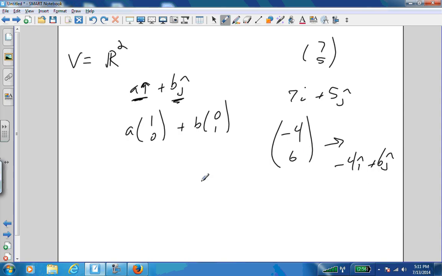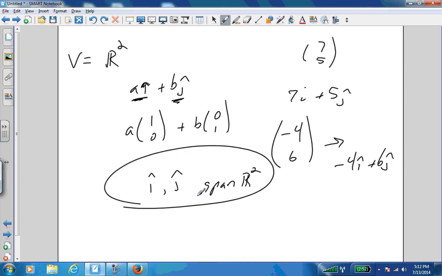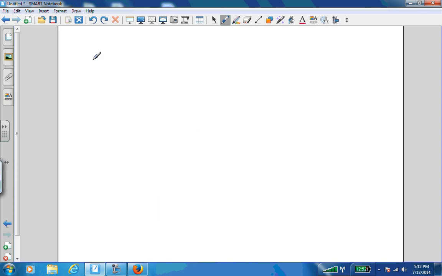So you could say that i hat and j hat span R2. We can get any vector in R2 using a linear combination of i and j. The same thing is said for R3 using i hat, j hat, and k hat. K hat is just the unit vector in the z direction.